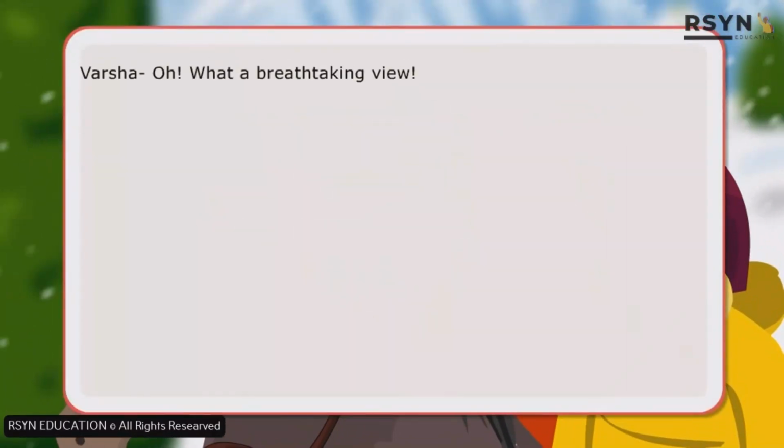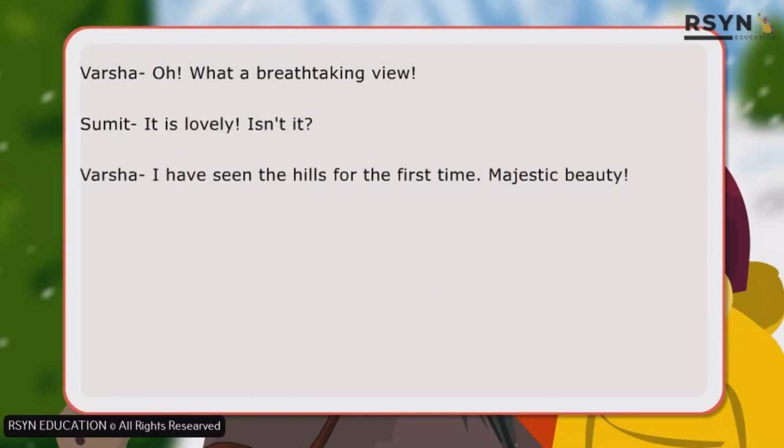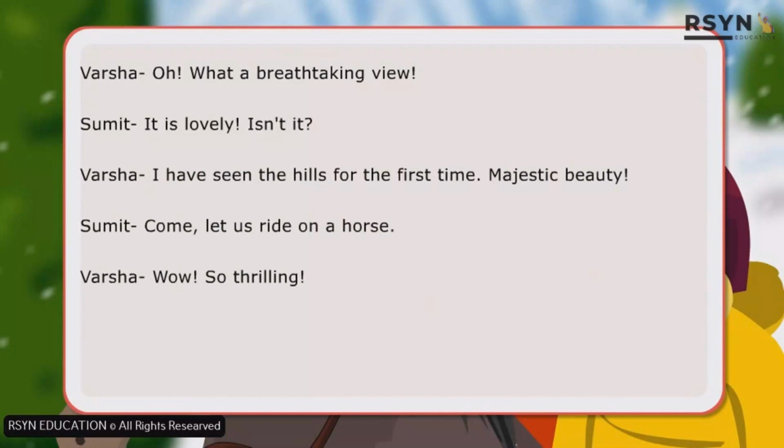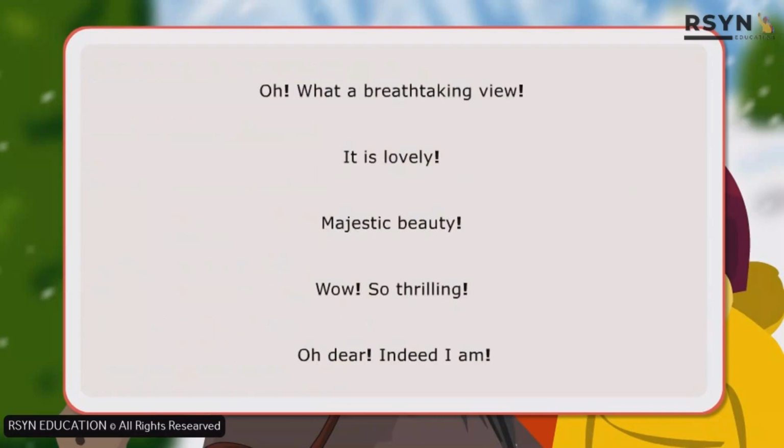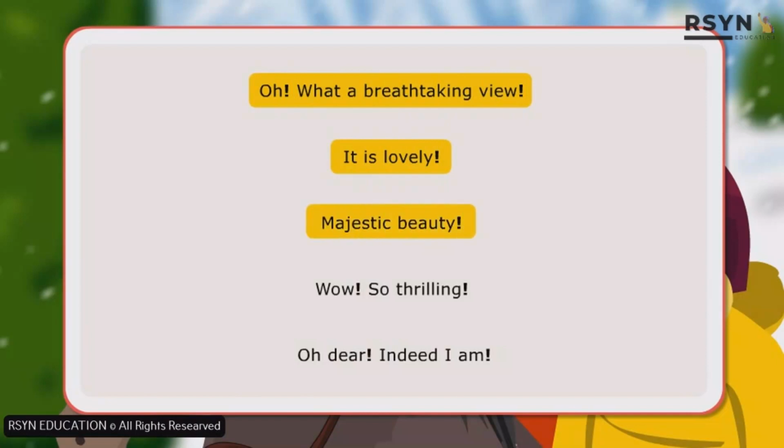In the dialogues, the boy and the girl have used sentences expressing sudden surprise, joy, and fear. These sentences end in an exclamation point. Here are some examples of sentences with an exclamation points. Oh, what a breathtaking view! It is lovely. Majestic beauty. Wow, so thrilling. Oh dear, indeed I am.